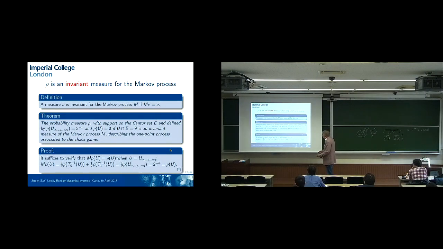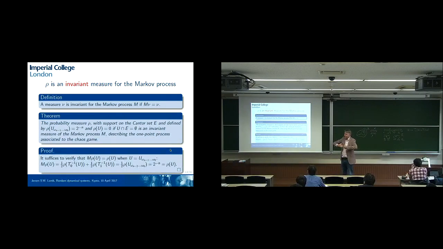And so the next statement that I want to make is that the probability distribution that we just defined is actually a fixed point, is actually invariant for this Markov process. So what is an invariant measure? It's just the one that sits there. It is a measure that if I put it on the set and I push the measure one step forward, it just stays exactly the same.